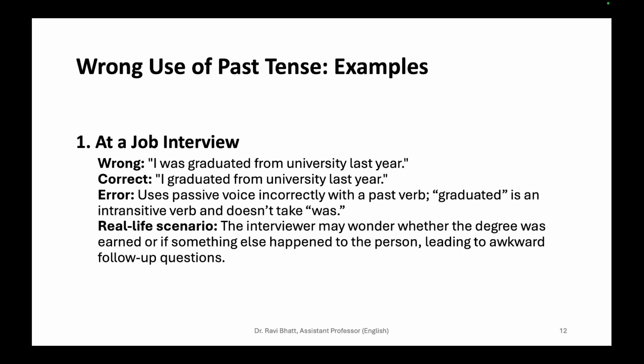Now, when it comes to past tense, let's first discuss some of the wrong use of past tenses. Now, if you can look at the screen, say you're sitting in a job interview.